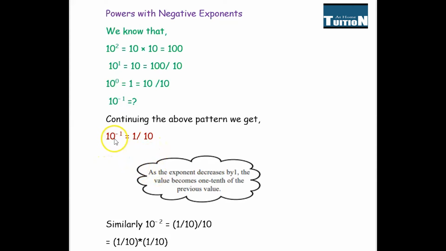Here, if you see, as the exponent is decreased by 1, the value becomes 1/10 of the previous value. So if the base is 10 and the exponent is reduced by 1, then our answer is reduced to 1/10 of its value, that is, the previous number multiplied by 1/10.